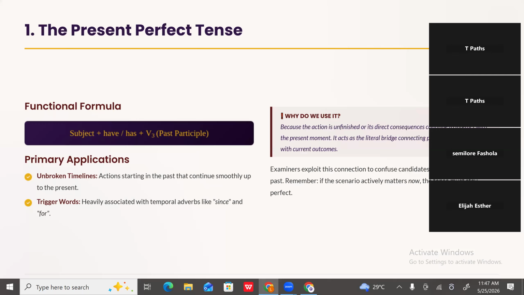The past participle of eat is what? Eaten. Jump, jumped. Eat, eaten, that is an irregular verb. Jump, jumped, that is a regular verb.